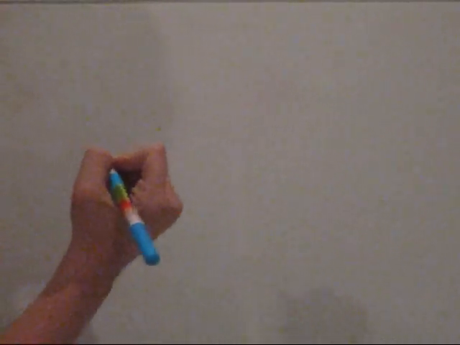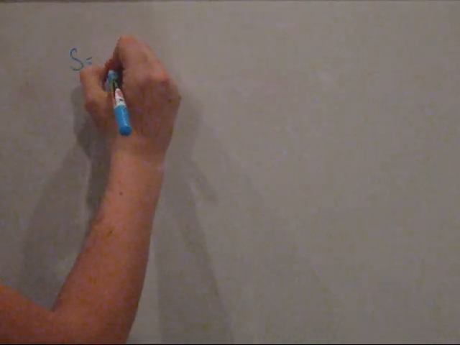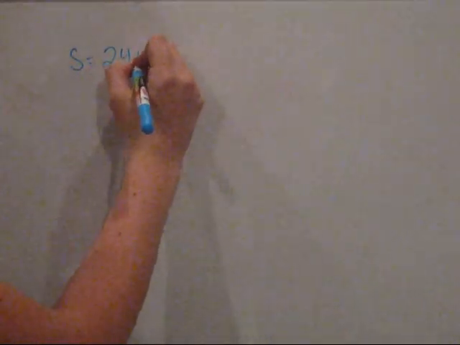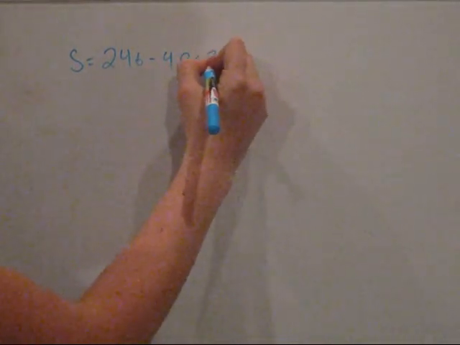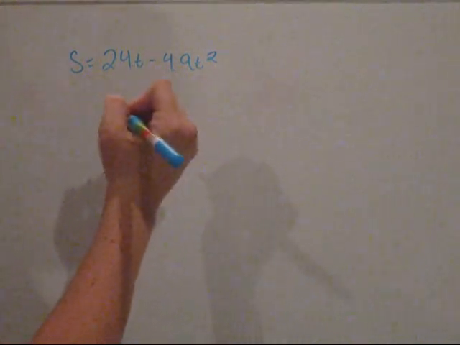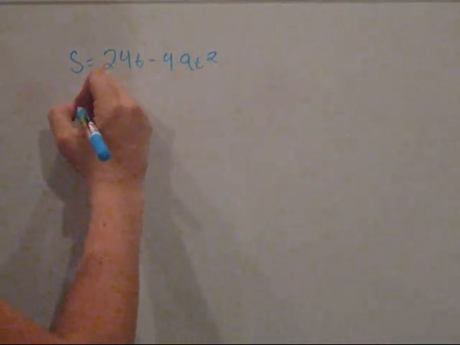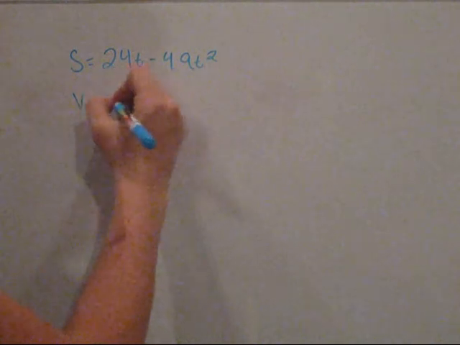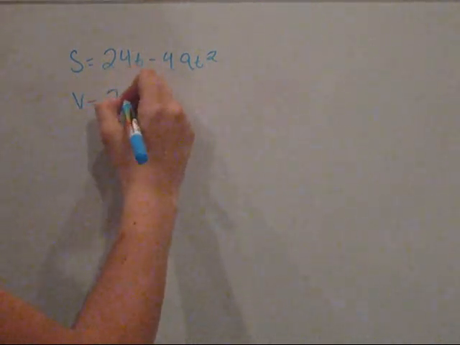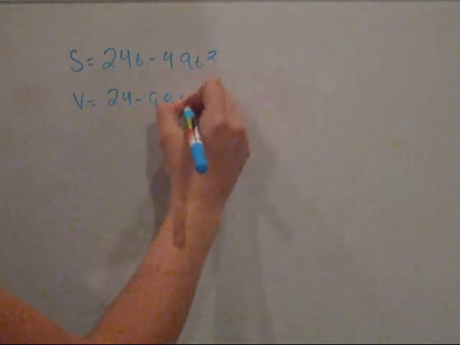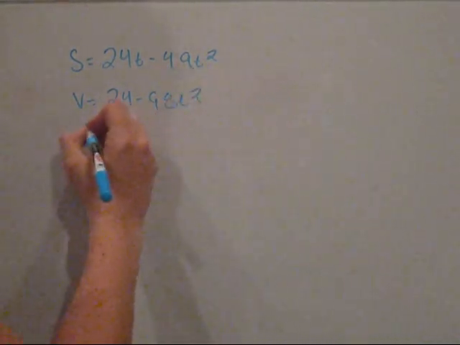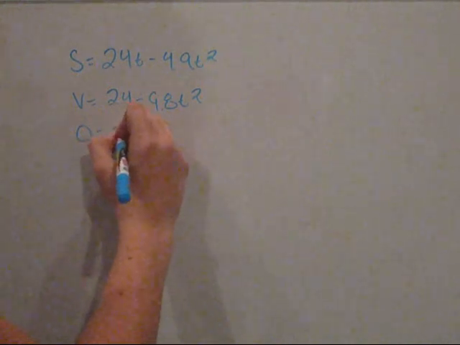To find this, we would first write the original equation, which is s equals 24t minus 4.9t squared. And then we would find the derivative of this, which is velocity. So velocity would equal 24 minus 9.8t. And then we would set this equal to 0.